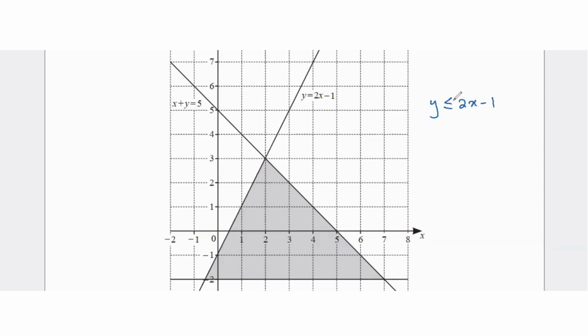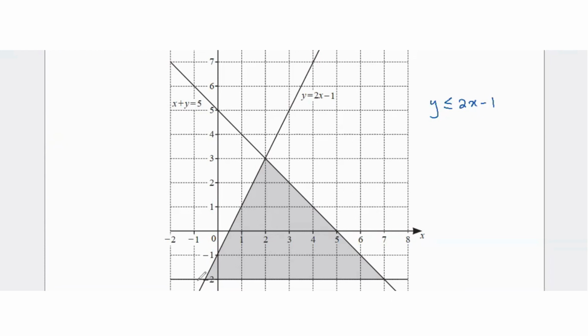The reason why I chose less than or equal to is because the line is a solid straight line. If it was a dotted line, then it would be just y is less than 2x minus 1. This is a very major distinction that you need to remember. If it's less than, then the lines are dotted. If it's less than or equal to, then it's a full straight line.